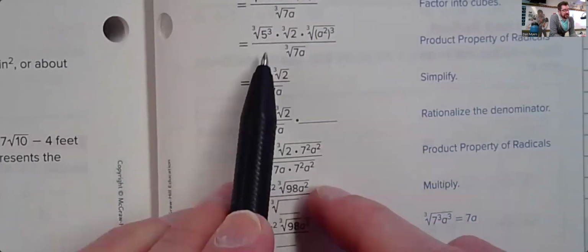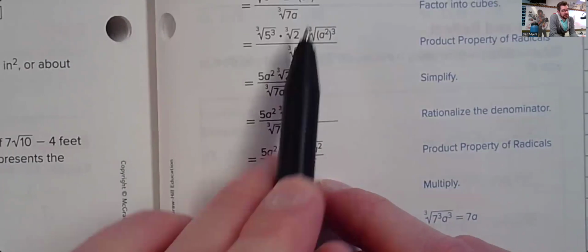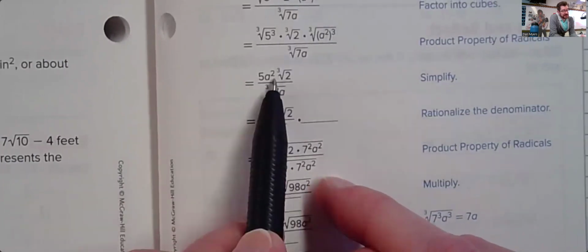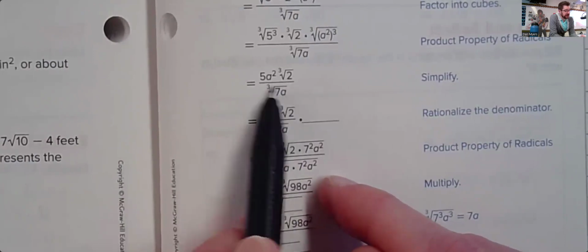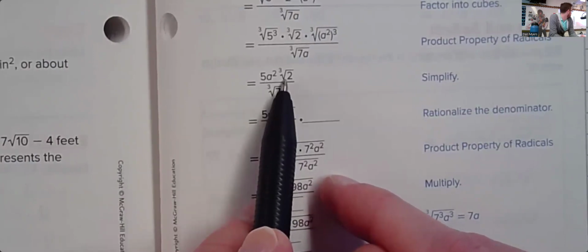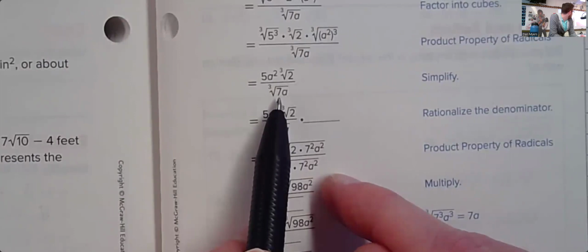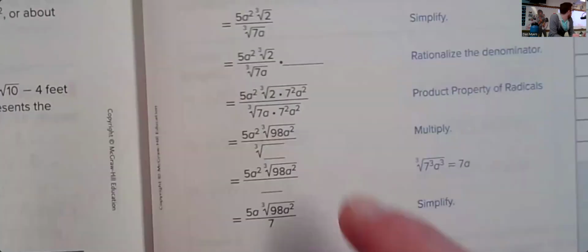So the cube root of 5 cubed is 5. The cube root of a squared is a squared. And the cube root of 2 is the cube root of 2. So it's just simplifying the numerator to get 5a squared times the cube root of 2 over the cube root of 7a. Now, it's going to rationalize the denominator.